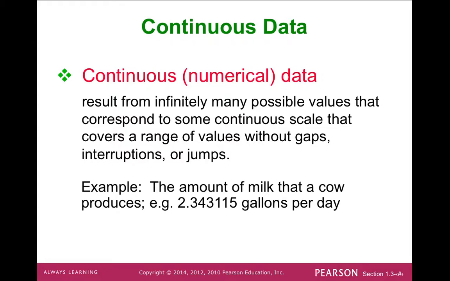In contrast with that is the amount of milk that a cow produces in a given day. An example of that would be 2.343115 gallons per day. The amount of milk that a cow produces can be broken down into a very, very precise number. And on a scale ranging in volume, in this case how many gallons a cow is going to produce in a day, you can imagine that there is a very large, infinite number of possible values that a cow could produce.